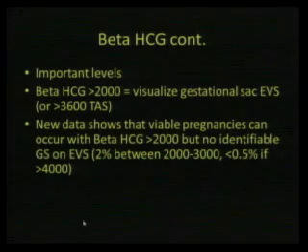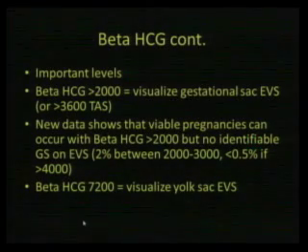Some new data shows that viable pregnancies can occur with a beta greater than 2,000 and no identifiable sac on endovag. That's around 2% with a beta between 2 and 3,000, but less than 0.5% if it's greater than 4,000. So if a patient in the ER comes in with a beta of about 2,000 and you don't see anything, just have them come back in a couple of days and rescan.